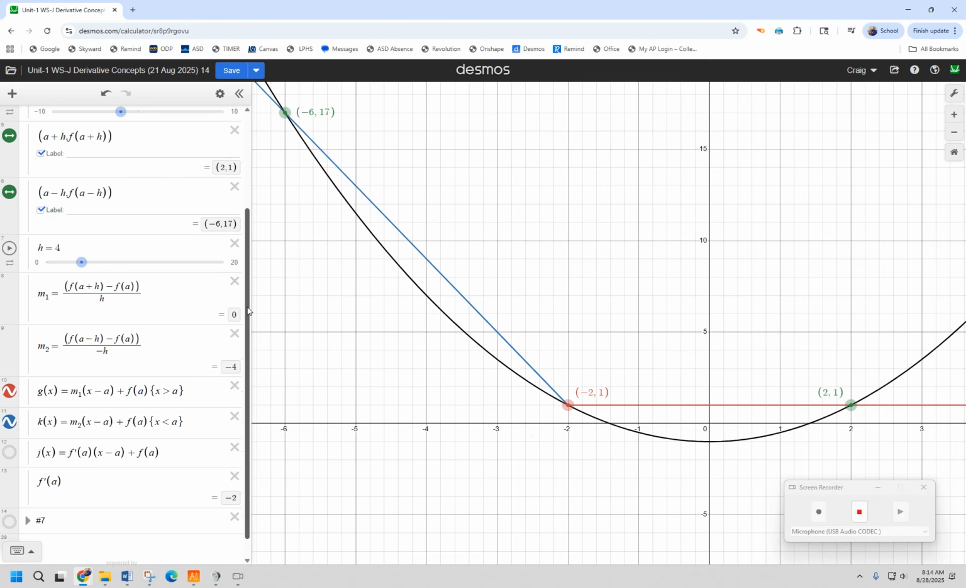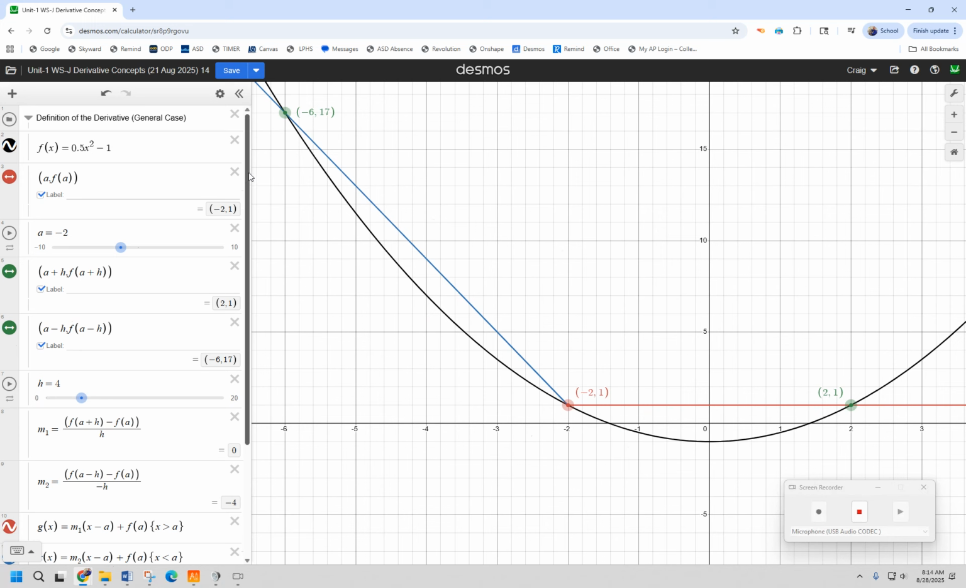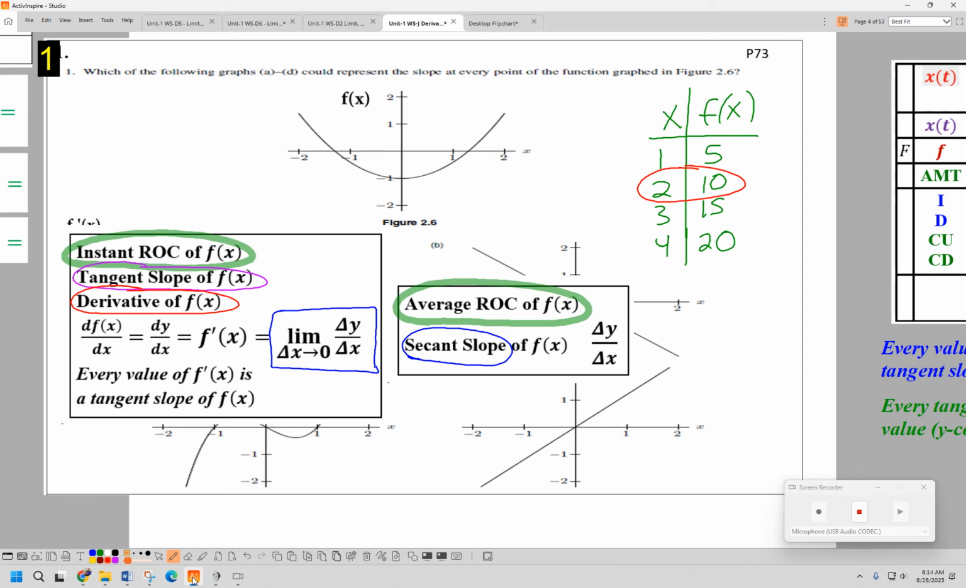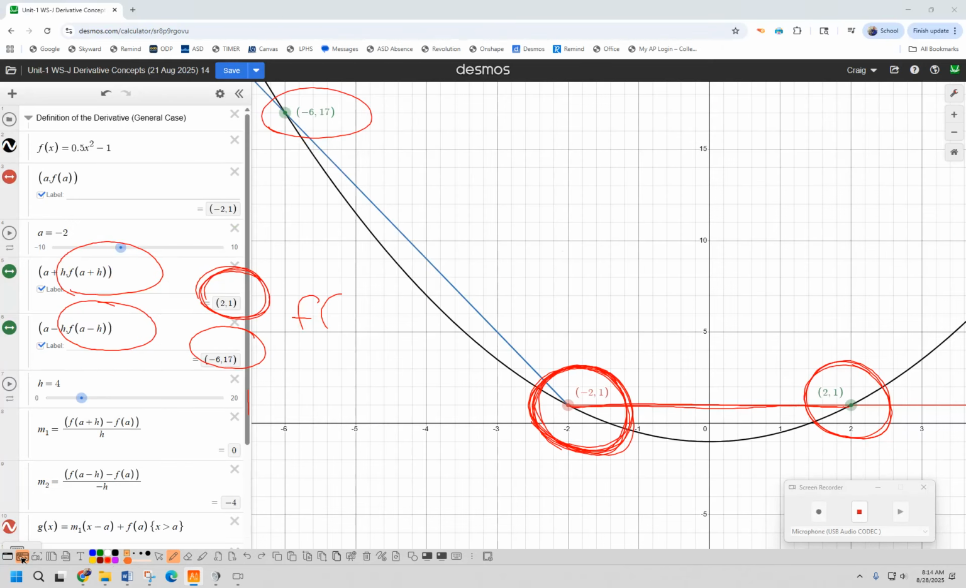So up here it has A. It's hard to shift back and forth there. Give me time. So here's A. A is equal to -2, just like here. So that's our point of interest. And then what the formula is doing down here is it's got this letter H. H is just another number that I can control. Right now H is set to 4.